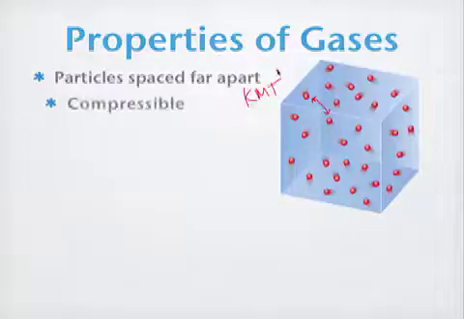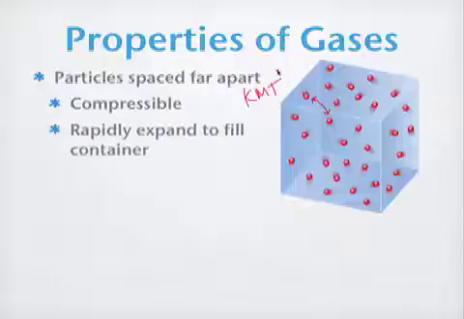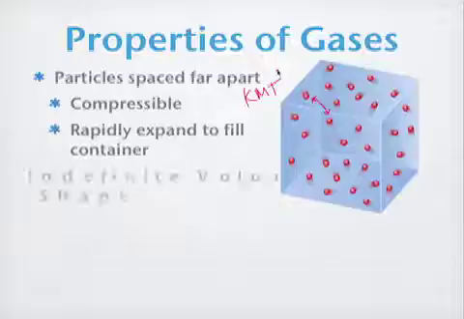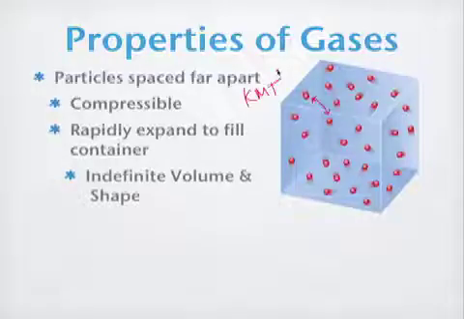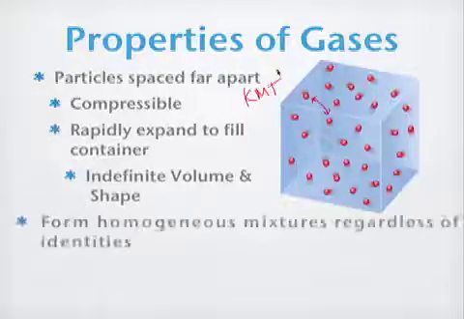chemistry. One of the properties that gases have is that they're compressible. With a large space between them, you can push the particles closer together, and so we're able to change the pressures and change the densities of these gases. Gases also rapidly expand when they enter a vacuum or when they enter into another gas, so they fill the container. They also have indefinite volume and shape because of the fact that they fill the container. They will take the shape of their container and they'll take the volume of their container, whatever it might be.